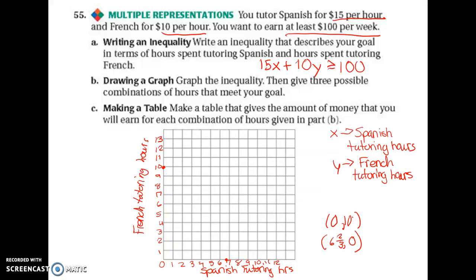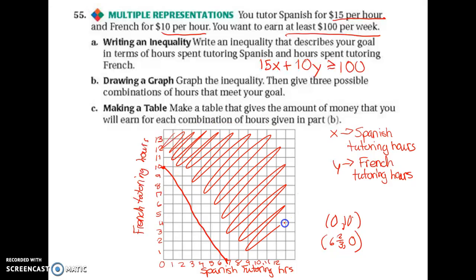I do not have a straight edge to graph this, but I'm going to attempt my best line here, connecting these 2 points together. I know that this is going to be a solid line because it's the greater than or equal to, because I could earn $100 and that would be fine. Okay. Now I need to think about when is all of this going to be greater than? And that's going to be on this side, because these are the values that would be greater than. The values underneath would be less than. So anything in this area, and I would shade that area.